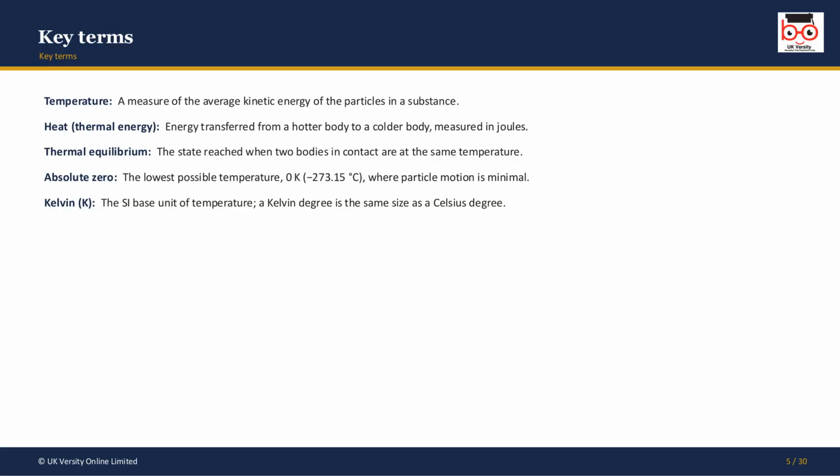Absolute zero is the coldest temperature possible, 0 Kelvin, or about minus 273.15 degrees Celsius, where particle motion is at its absolute minimum. And the Kelvin is the SI unit of temperature, with each Kelvin the same size as a Celsius degree.